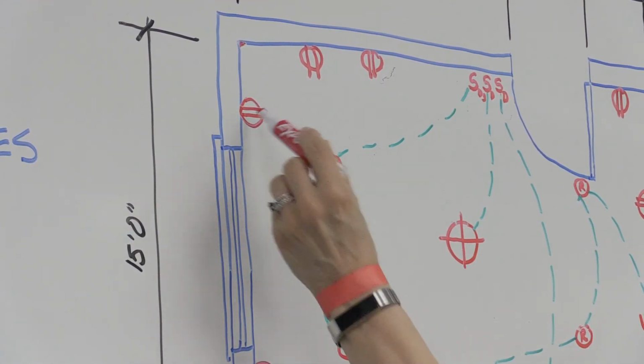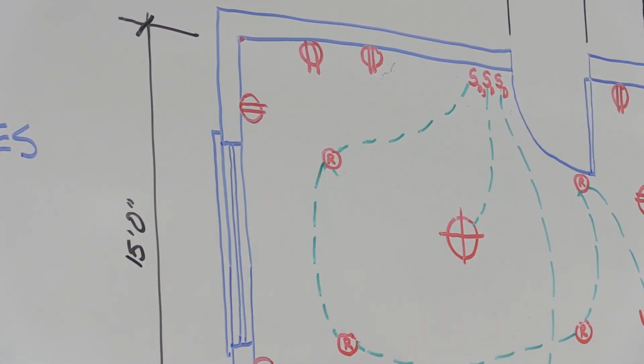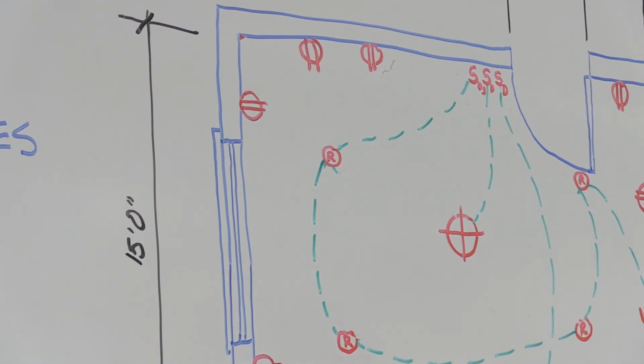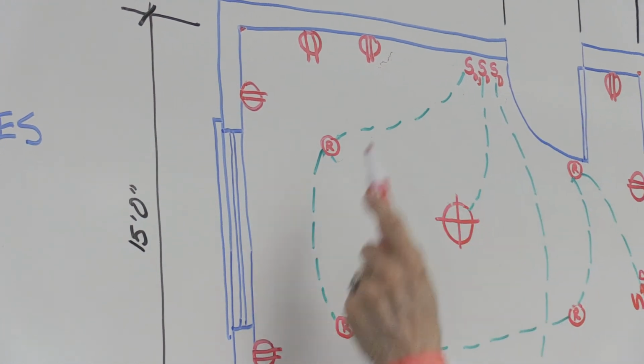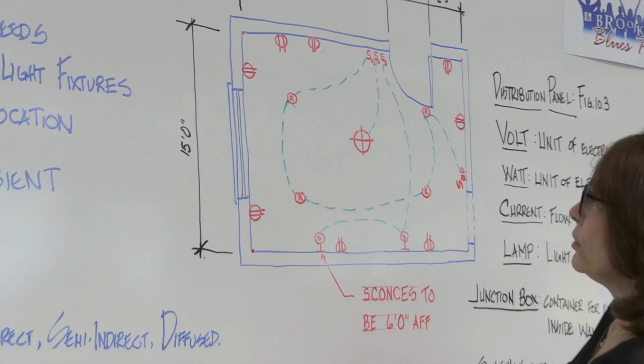If I were 12 feet apart, I'm okay. I go 13 feet, that's not acceptable. I'd have to add an outlet. Okay? So I'm following the 6-12 rule for our outlets.